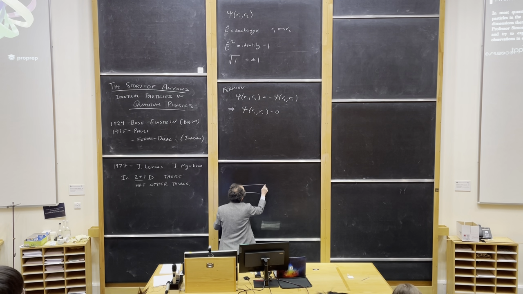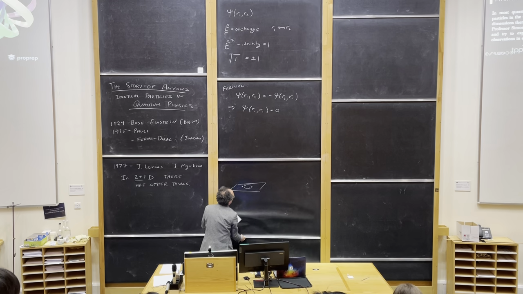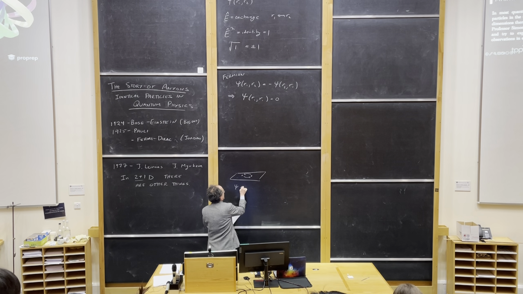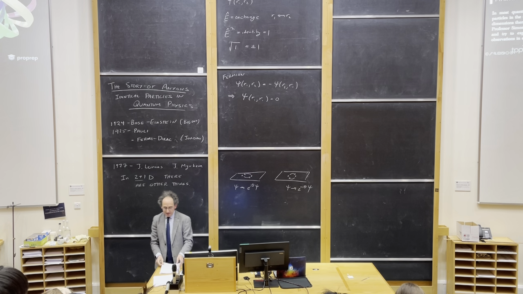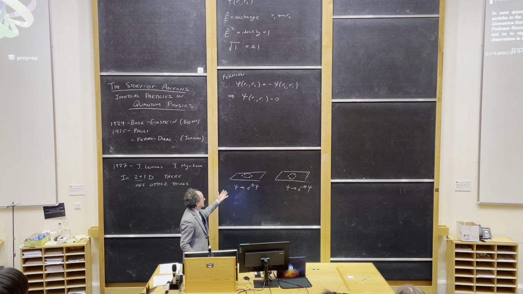So here's our two-dimensional plane. We have two particles in the plane, and we exchange their positions counterclockwise like this. If we exchange counterclockwise, the wave function picks up a phase e to the i theta. Whereas if we have the same picture over here, and we exchange the two particles clockwise instead, the wave function picks up a phase e to the minus i theta. And the value of theta is a property of the type of particle that we're considering.